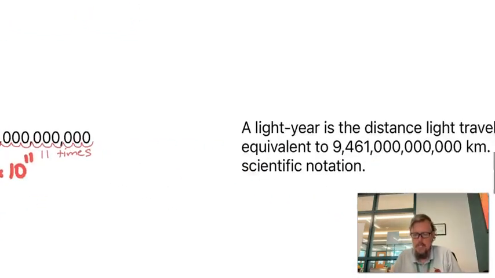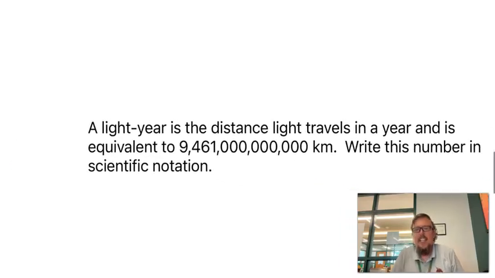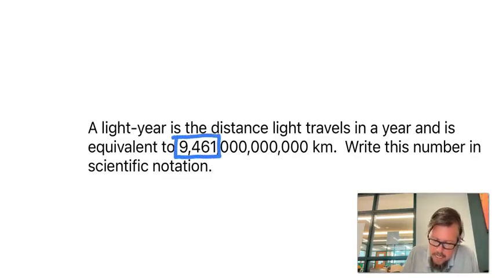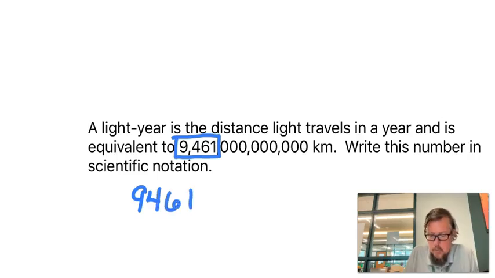Okay, let's do one more example. Let's talk about a light year. A light year is the distance light travels in a year, and it's equivalent to, this is a gigantic number, 9,461 billion kilometers. And we're going to write this number in scientific notation. So let's look at the numbers in front of all the zeros. And this time we've got 4 of them. 9, 4, 6, 1. Those are our numbers we have in front of that big long string of zeros.